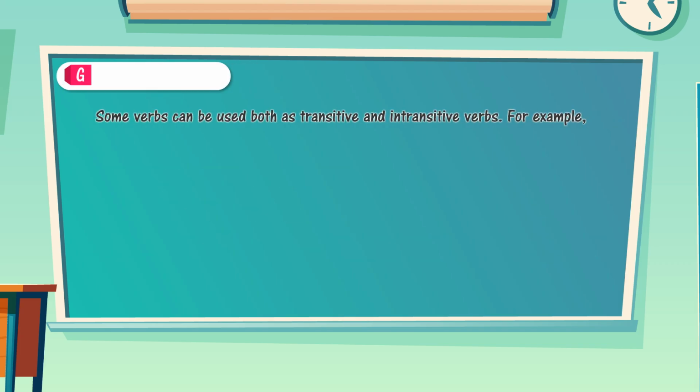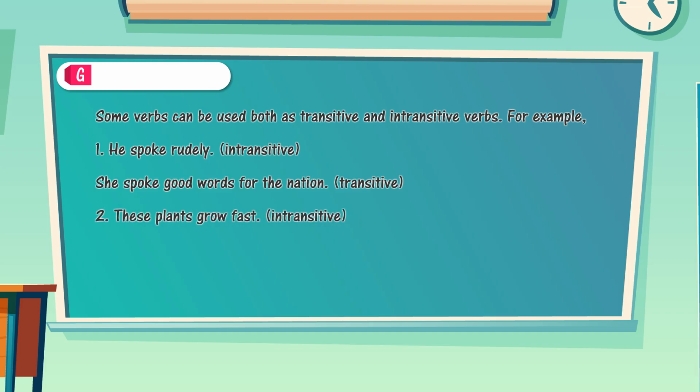G. Some verbs can be used both as transitive and intransitive verbs. For example, 1. He spoke rudely. Intransitive. She spoke good words for the nation. Transitive. 2. These plants grow fast. Intransitive. We grow tulips in our garden. Transitive.